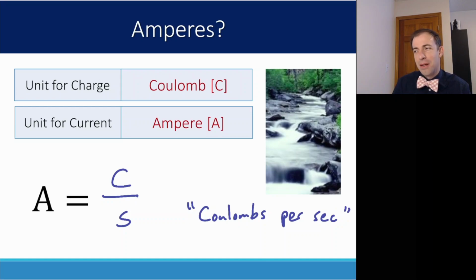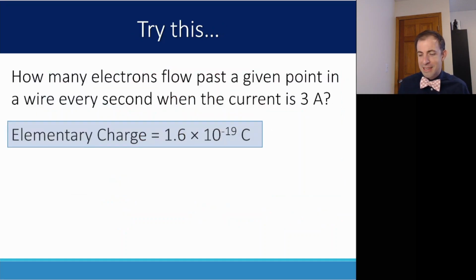Coulombs per second is going to get kind of clumsy for us to keep talking about in that term, so we're going to pretty much use amps from here on out. But sometimes you will need to know that this relationship exists. So if you were given a question like this, how many electrons flow past a given point in a wire every second when the current is 3 amps?